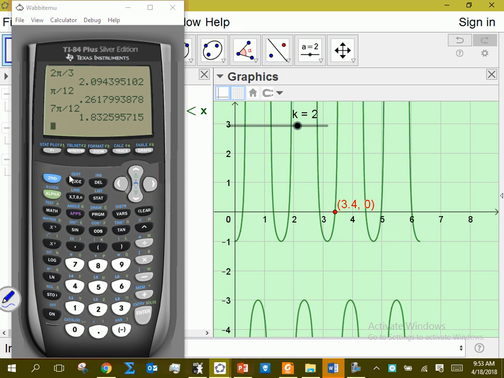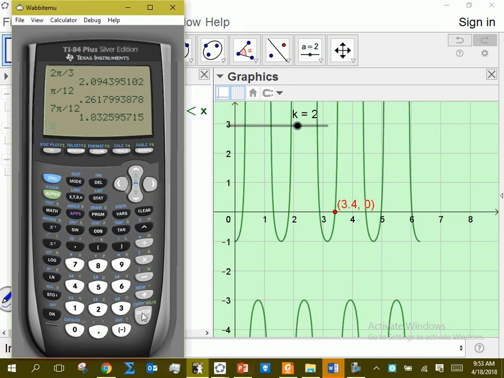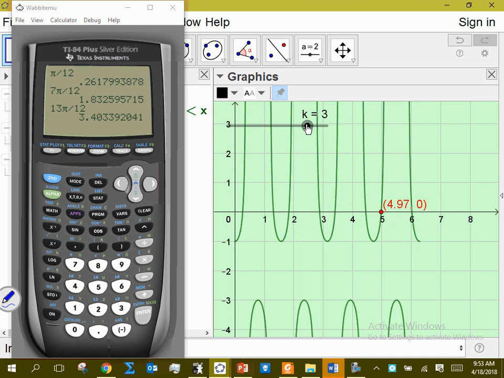And if k goes to 2, okay, so that should be the 13 pi over 12 solution. And then if k is 3, it gives me that one, right? Okay. Now if k is 4, it goes off the graph, correct? It's outside the region from 0 to 2 pi now. So that gave me that set of solutions.